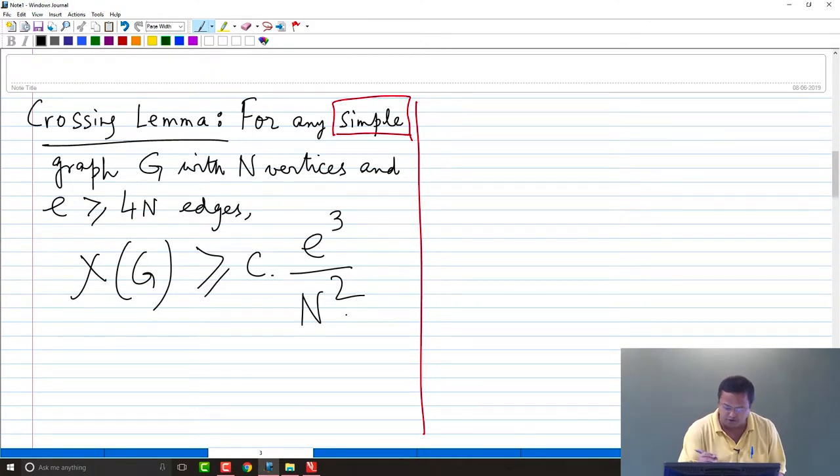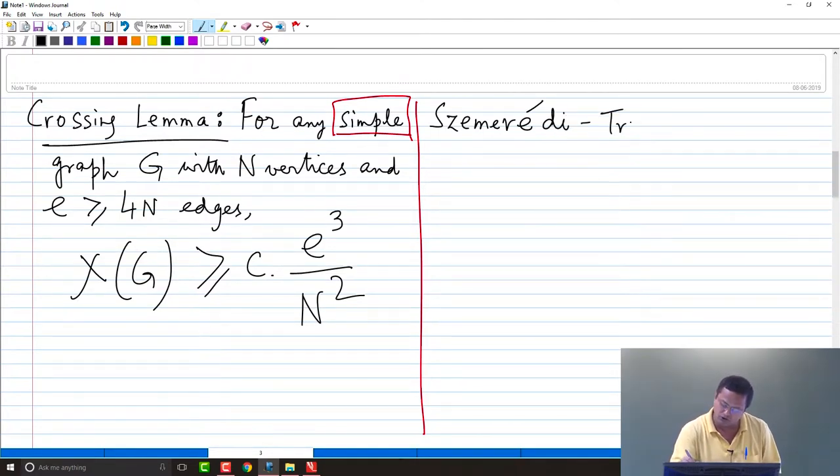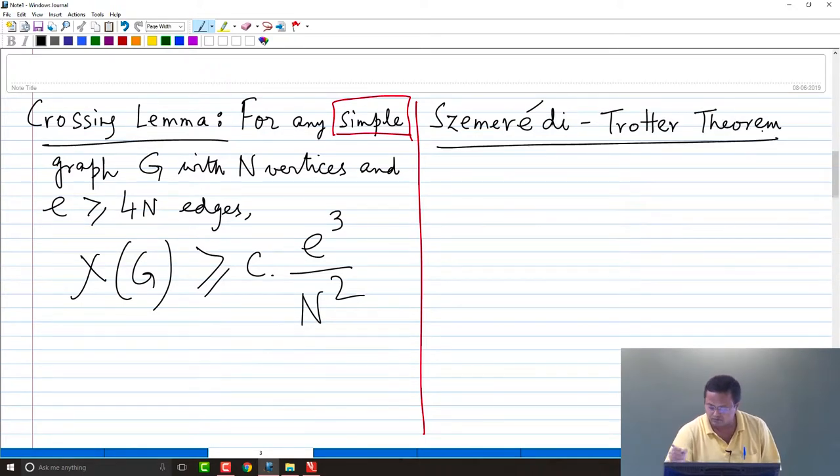Using the crossing lemma, one of the fundamental results, which is known as the, I find it a little bit difficult pronouncing this name, but Szemerédi, okay. And it is known as the Szemerédi-Trotter theorem. So, the version of the Szemerédi-Trotter theorem that Origit did is as follows. I will try to keep notational consistency. So, capital N would be vertices for me, small e would be edges for me. Okay.